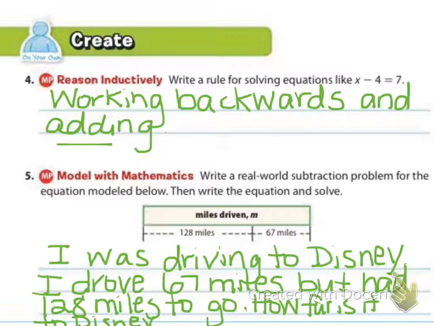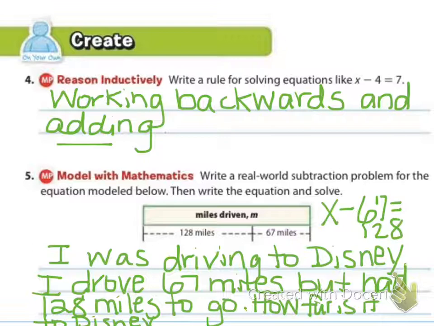For number 5, write a real-world subtraction problem. So I just came up with, I was driving to Disney. I drove 67 miles but had 128 miles to go. How far is it to Disney? Something like that would be a subtraction problem. It would be x for the miles to Disney, minus 67 equals 128, and then we'd solve it from there.